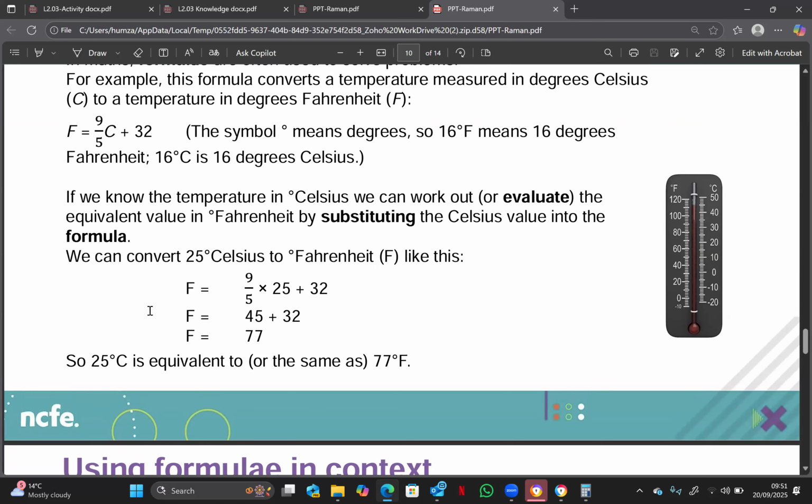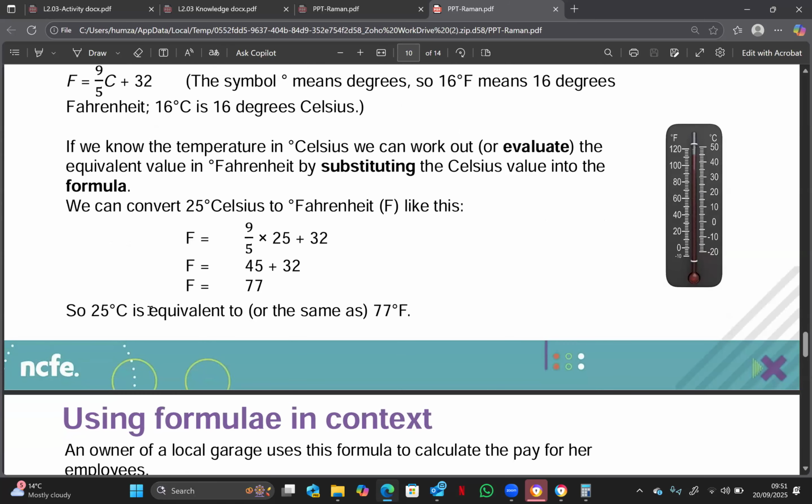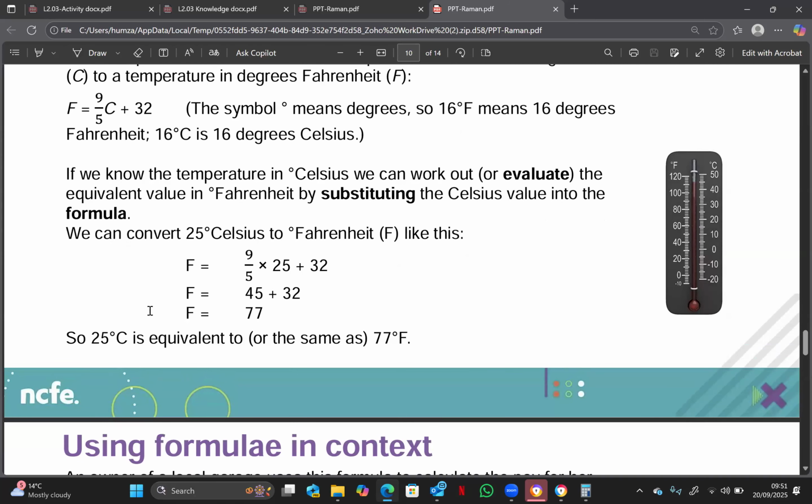We can convert 25 degrees Celsius to degrees Fahrenheit like this. F equals 9 over 5 multiplied by 25 plus 32. So 9 over 5 multiplied by 25 equals 45. Add 32, which equals 77. So the answer is 25 degrees Celsius is equivalent to 77 degrees Fahrenheit. Is that clear for you, or do you want me to go through that? Yes, please. No, can you go through that again, please?